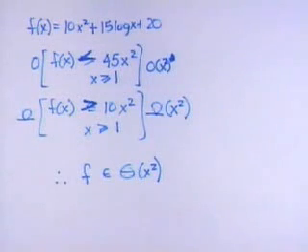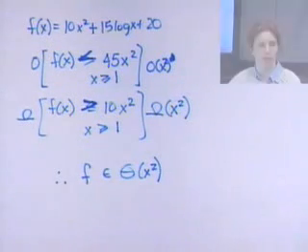So if I need to prove that two things have the same growth rate, I prove that f is in big O of g and it's in big omega of g, and then I've proved that they have the same growth rate.